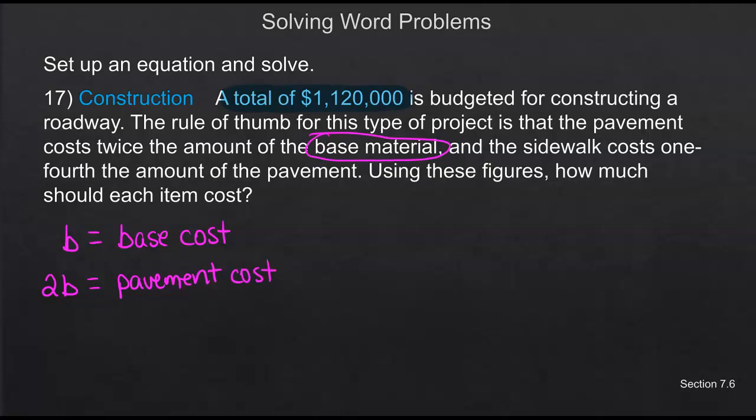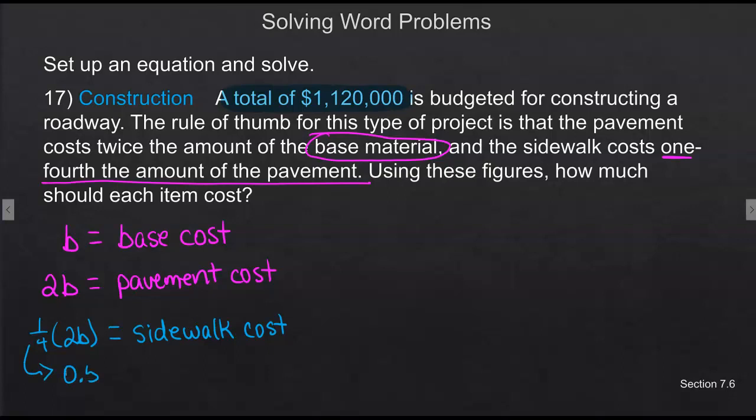And then the last one is the sidewalk costs 1/4 the amount of the pavement. Okay, so that means I have to take 1/4 of the pavement, and that's going to give me my sidewalk cost. So 1/4 of 2 is basically 2 divided by 4. That's going to be 0.5 times B. So that's what we're going to use for the sidewalk.